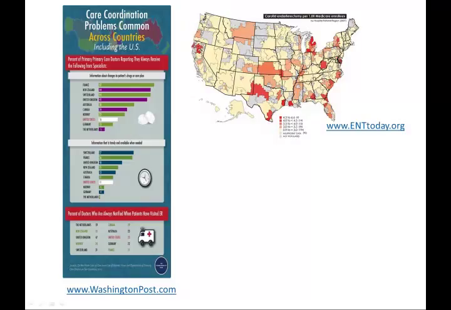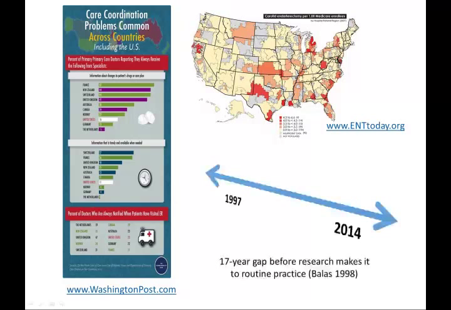Within our country, we have these troubling and unexplained discrepancies in both the cost of care and the types of care, the quality of care that we are offering to our patients. Another problem is a lag between research evidence and routine practice. It takes an estimated 17 years for research findings to actually make it out into the field where they are benefiting the patients that they're intended to benefit.